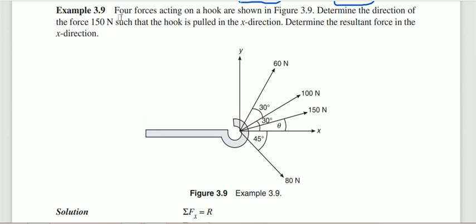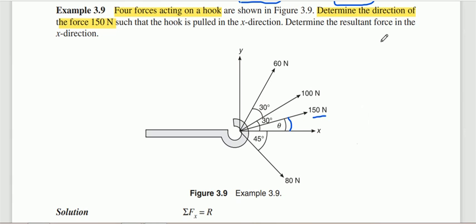What is given? 4 forces acting on a hook. This is the hook that you are observing. 4 forces, 60 Newton, 100, 150 and 80 Newton are acting on a hook. Determine the direction of the 150 Newton force. That is what you need to determine. Here 150 Newton is a force whose direction is not given. They have given theta. What is this theta value? That you need to determine. So that is the problem.